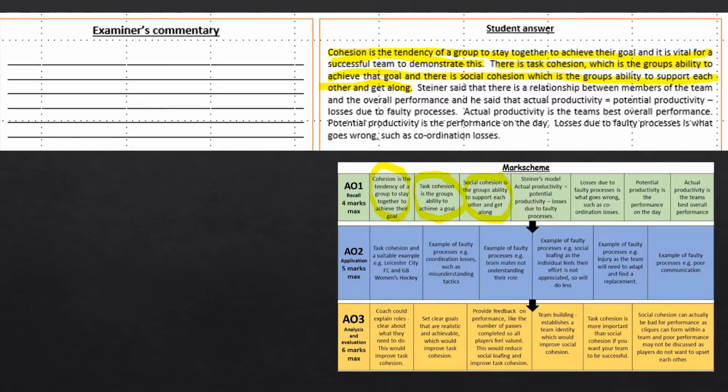Then a bit more content is written about, showing depth and breadth, and they talk about Steiner's model of group effectiveness and write down what the equation for that actually is. Again, if we look on the mark scheme, that is another creditable point. Each section of Steiner's model of group effectiveness is then explained in a little bit more detail. So we've got actual productivity, which is a team's best overall performance. Potential productivity is the performance on the day, and losses due to faulty processes is what goes wrong, such as coordination losses. So for me, this first paragraph is really, really good.